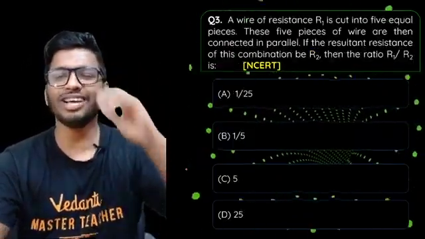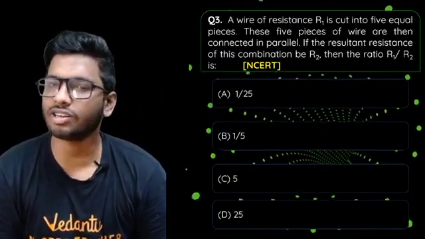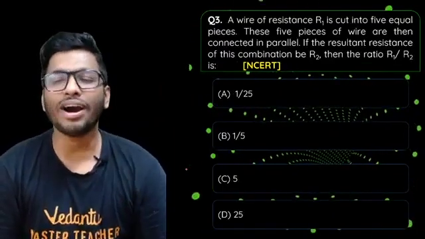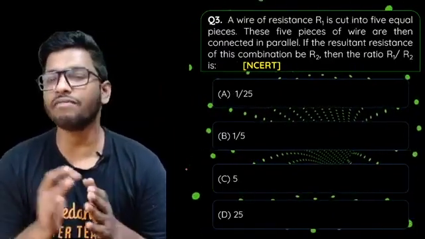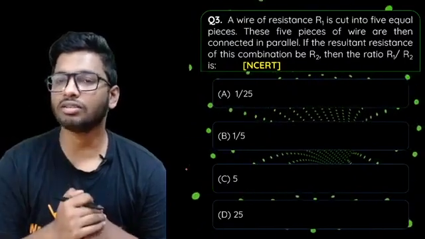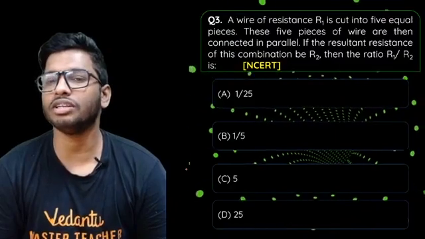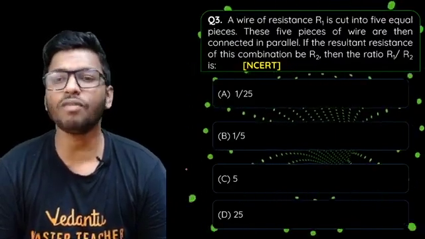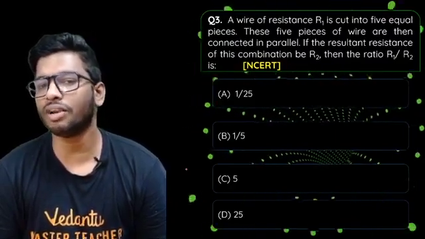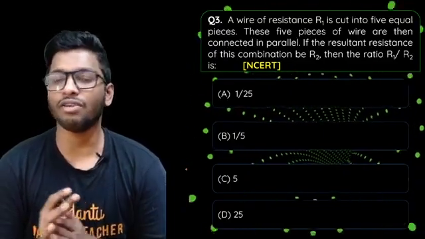Alright, guys. Moving on to the next question. This is a question that is straight from your NCERT. The question is this: a wire of resistance R1 is cut into 5 equal pieces. These 5 pieces of wire are then connected in parallel. If the resultant resistance of this combination be R2, then the ratio of R1 by R2 is what? 1 by 25, 1 by 5, 5 or 25.